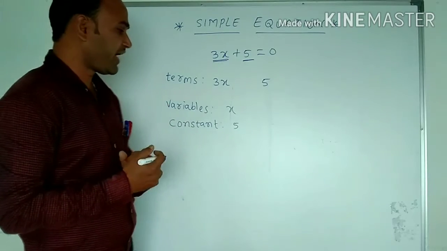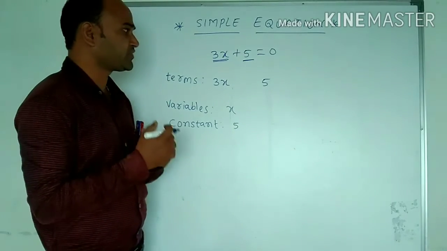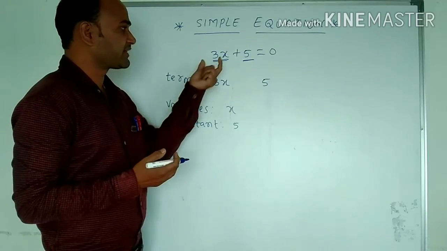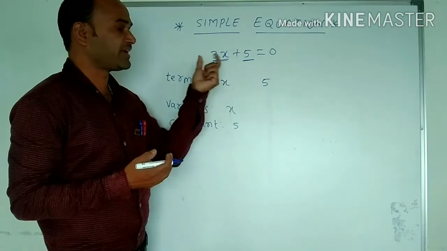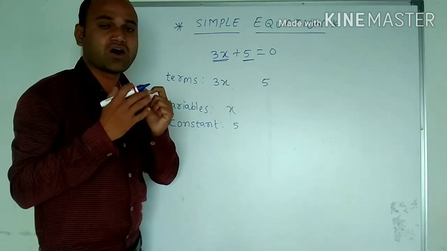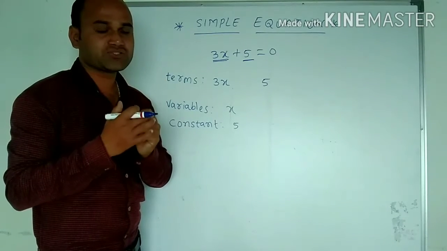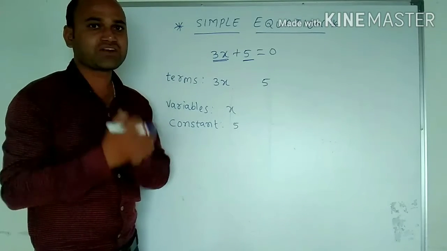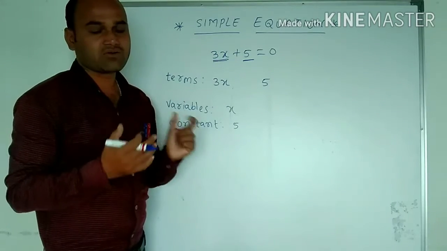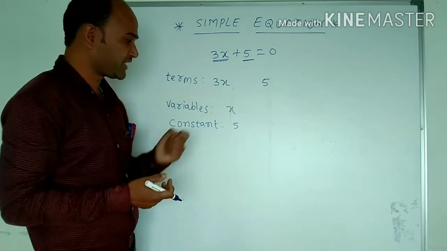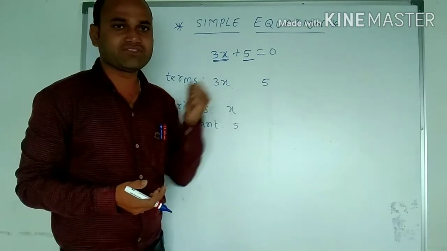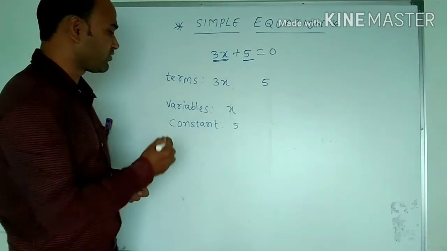So can we define what an equation is? While defining the equation, we write 3x plus 5 here. So how to define it? The addition, subtraction, multiplication or division of variables and constants are called simple equations. In a simple way, it is the addition, subtraction, multiplication or division of the variables and the constants.